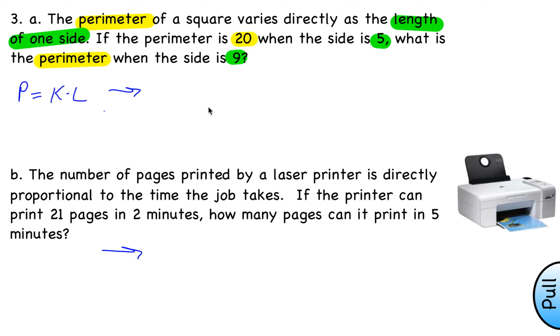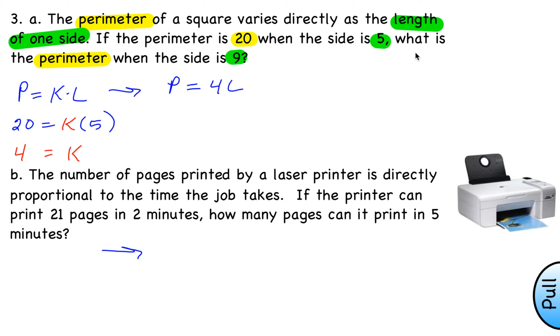Let's set up our equation. I said perimeter varies directly as the length, so P equals a constant times the length. Substitute in 20 for P, 5 for L, solve for K. We get K is equal to 4. Plug that back into our original equation. P equals 4 times L. Okay, just substituting that 4 for the letter K.